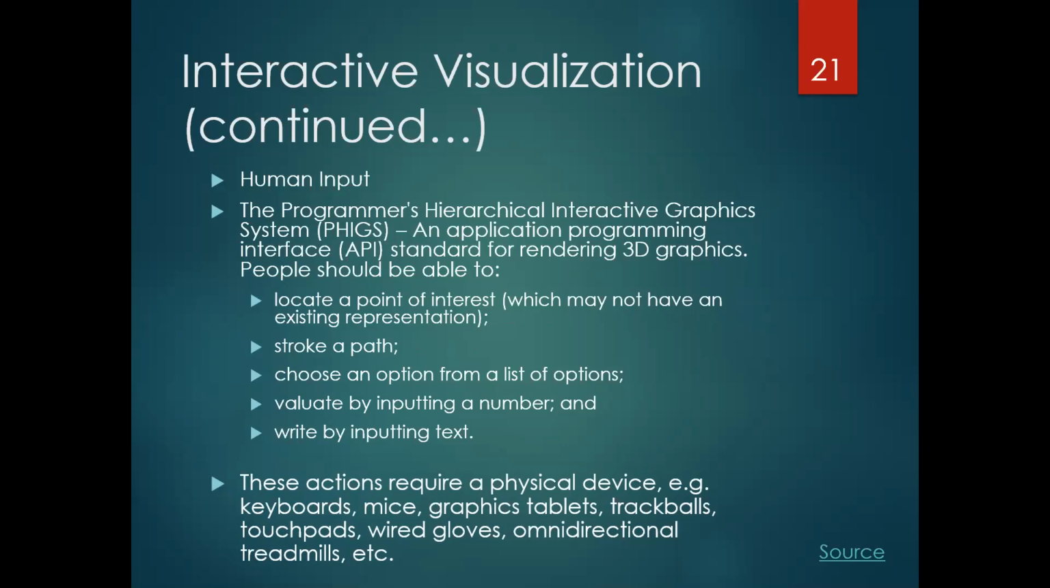So that's human input, and in order to finish the input, you need some hardware: keyboards, mice, graphics tablets, right? Today, touch screens, right? So these devices form an interface between human beings and computers and machines, and you use this interface to give human input.